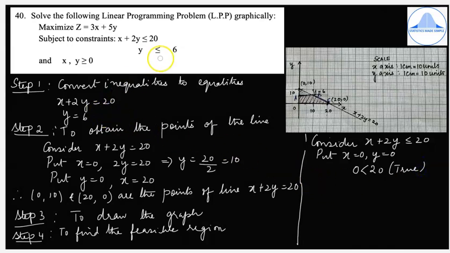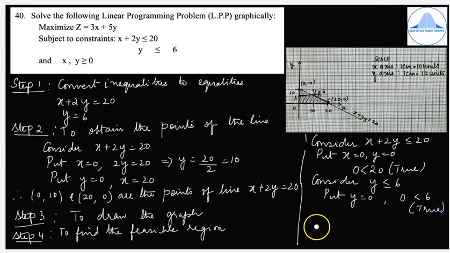Then take the other inequality which was given, that is, you consider y is less than or equal to 6, and here you put y equal to 0. So when you put y equal to 0, on the left hand side you will get 0, and on the right hand side you have 6. So check whether 0 is less than 6. So 0 is less than 6, it is true. So remember that whenever it is true, you have to shade towards the origin, and if it is false, you have to shade away from the origin.